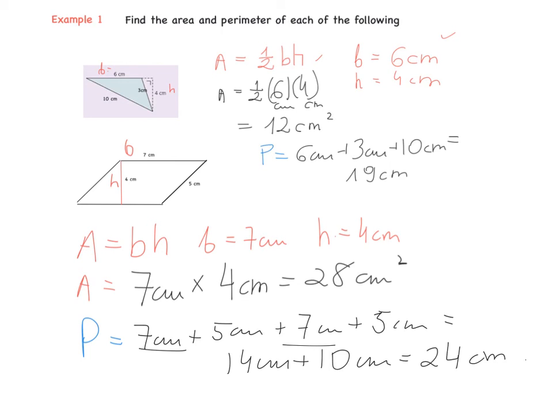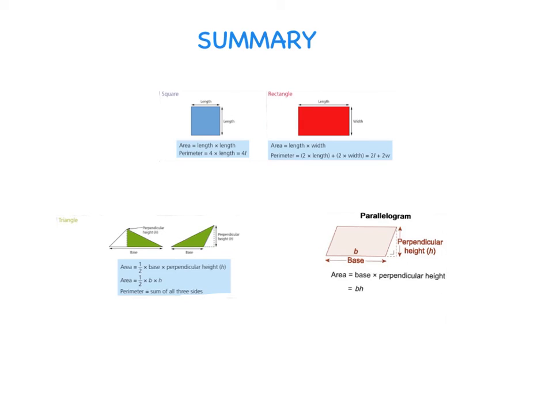Okay, so make sure you know all the formulas, you know all the letters, you know what they stand for. So in here you have all the formulas. Okay, square, rectangle, triangle, parallelogram. You need to learn them off by heart, and you need to know what's the difference between area and perimeter and how to find them. Okay.